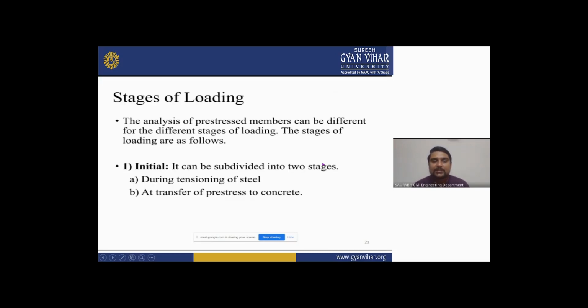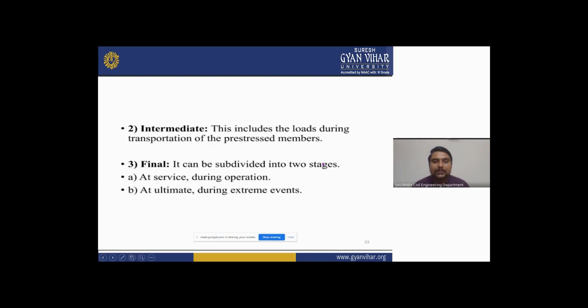Now we will see the stages of loading. The analysis of a pre-stressed member can be done for the different stages of loading. The stages of loading are as follows. First, we can see initial. It can be subdivided into two stages. First one is during tensioning of steel, and the second is the transfer of pre-stress to concrete.